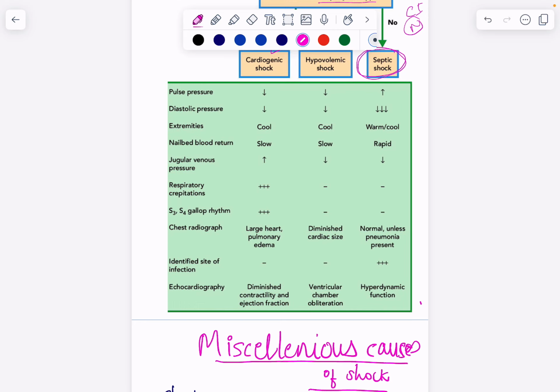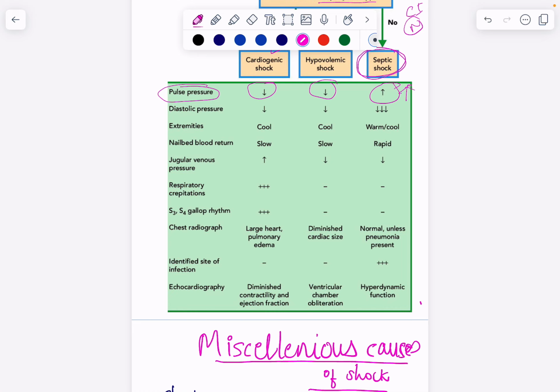We can see clinical features like pulse pressure. In cardiogenic shock, the pulse pressure will obviously be less because the heart is pumping less blood. In hypovolemic shock there is hypovolemia, so pulse pressure will be less. But in septic shock there is vasodilatation, so pulse pressure will be on the higher side, okay. So this has to be kept in mind.